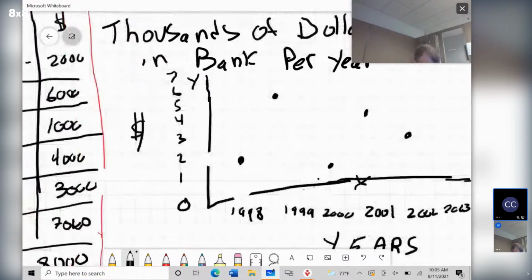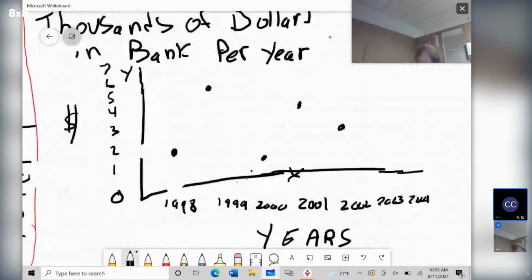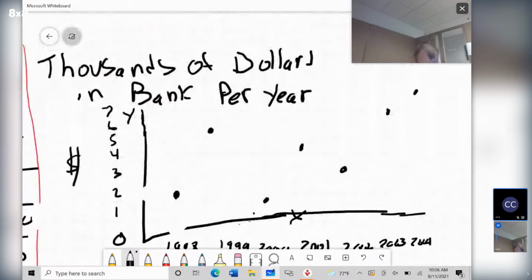2003, there was 7,000. So we'll just go up to the 7. In 2004, there was 8,000. So the 8 would be up here. And then all you would do, because it's a line graph, it's just like connect the dots.